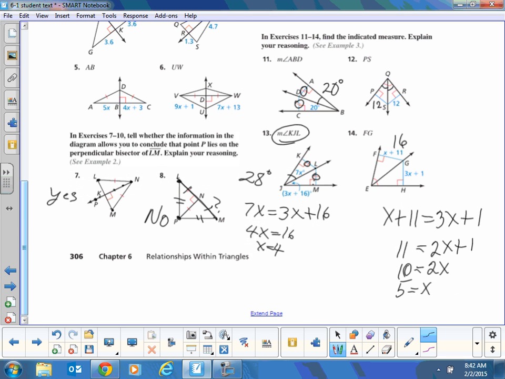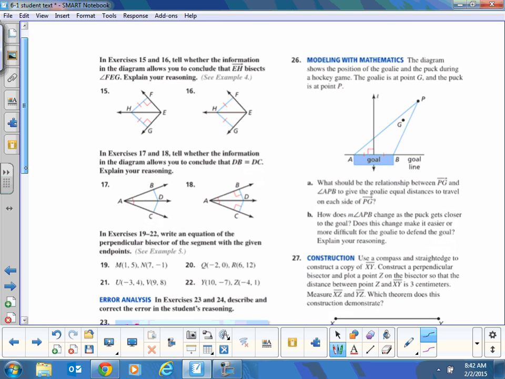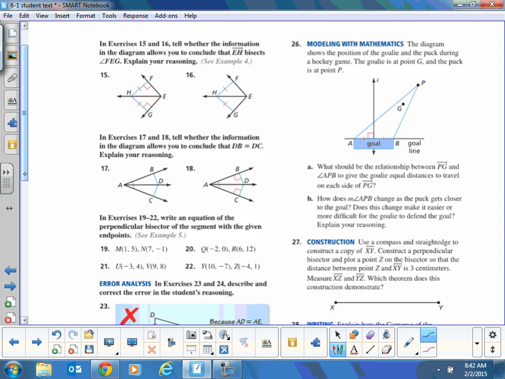FG is equal to 16. Tell whether the information in the diagram allows you to conclude that EH bisects FEG. Does the information that we have here tell me that it does bisect it? Yes. How about this one? Does EH bisect FEG? No, we don't know that.